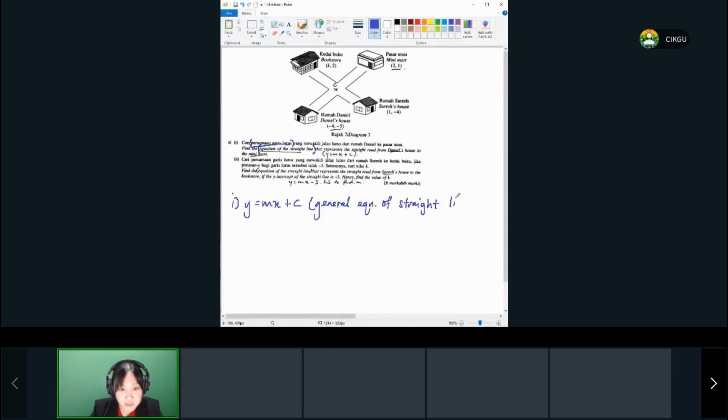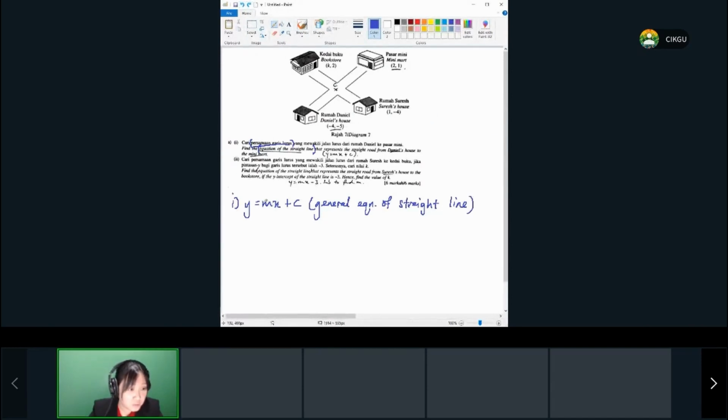If it's a curve, for example, if Daniel's house is here and the minute mart is here and the path is like this, not straight, then you cannot use y = mx + c. This one is only for straight line. Okay, let's go back.